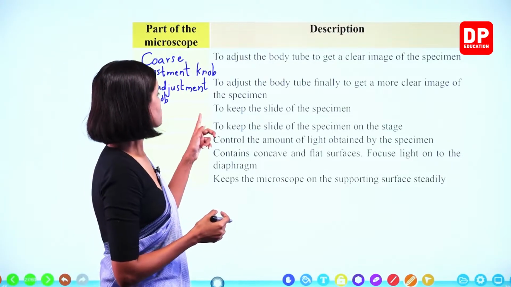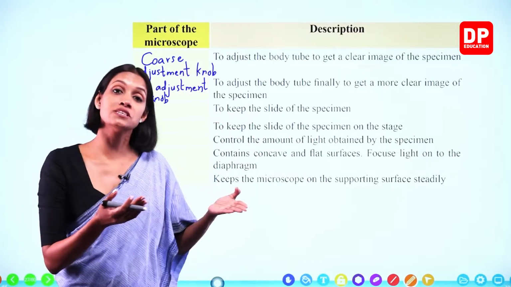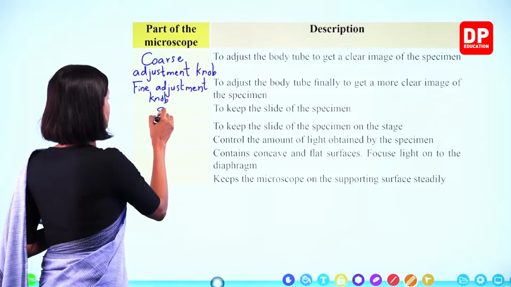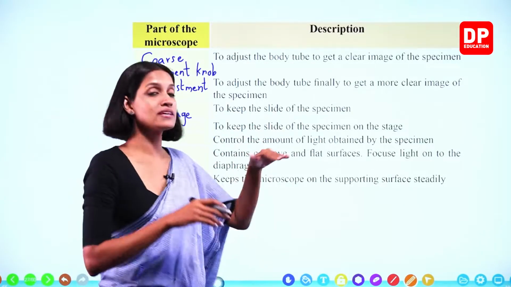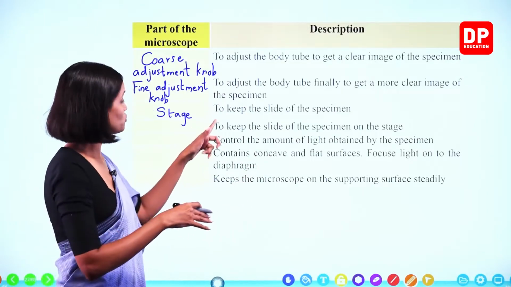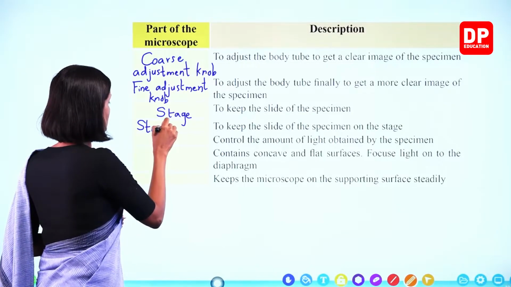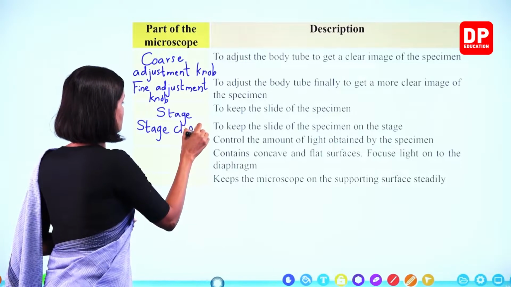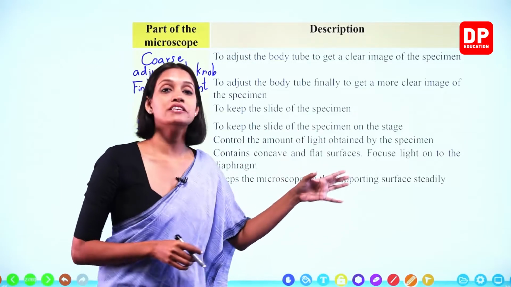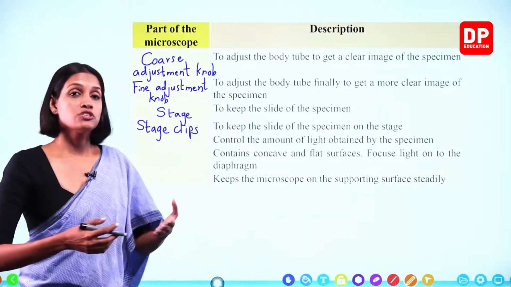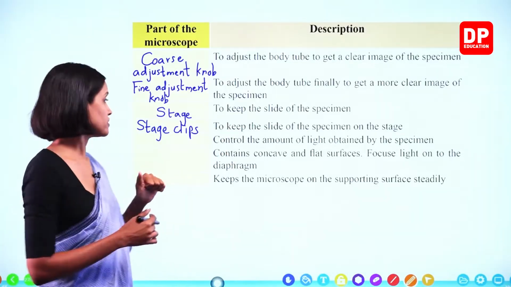Right? Next one. To keep the slide of the specimen, where do you place the slide of the specimen? On the stage. And to keep the slide of the specimen on the stage fixed at one place, you use the stage clips. Stage clips. To control the amount of light obtained by the specimen, right? So the light coming from under, you can control using the diaphragm.